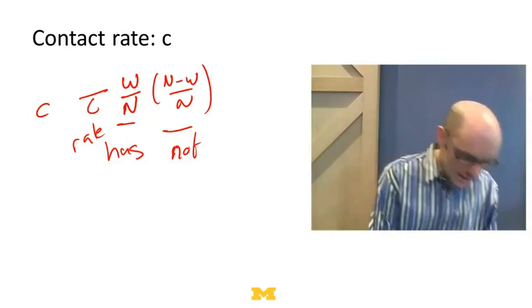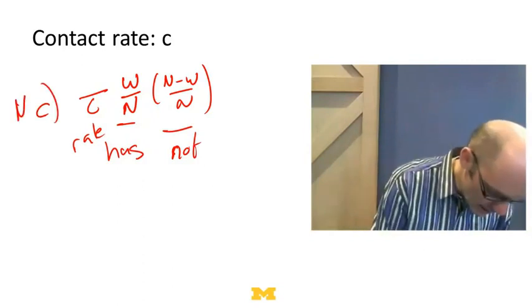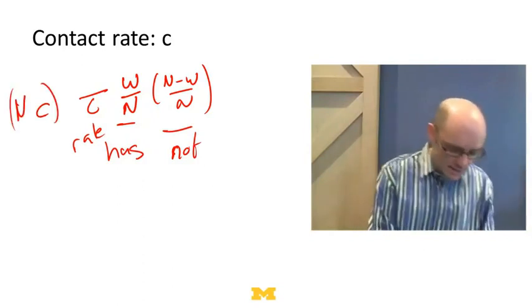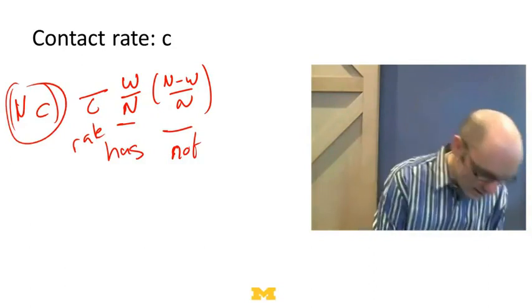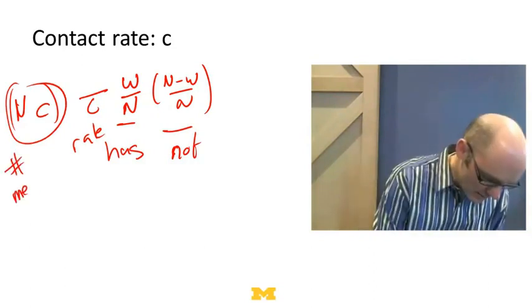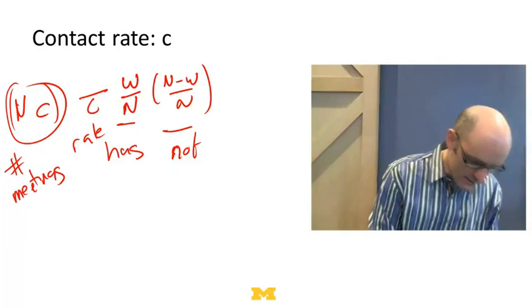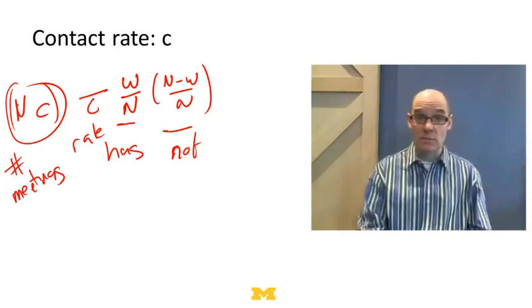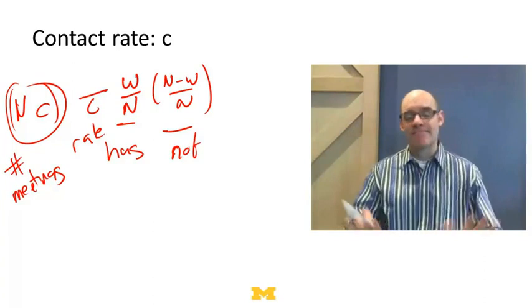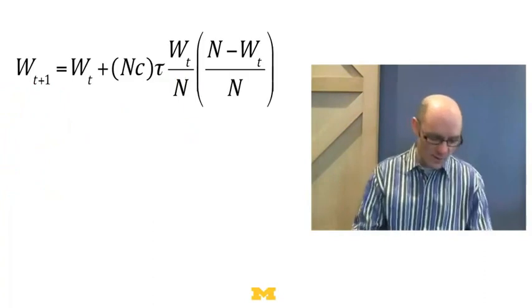So C is the contact rate, and if there's n people, I've got to multiply this whole thing times n times C, because C is the rate, so n times C is going to be the number of meetings. So this is going to be the number of meetings. This is going to be the rate at which it transfers, and this is going to be the probability the meeting is between one person who has it and one person that doesn't. So now I get this incredibly complicated formula that looks like this.